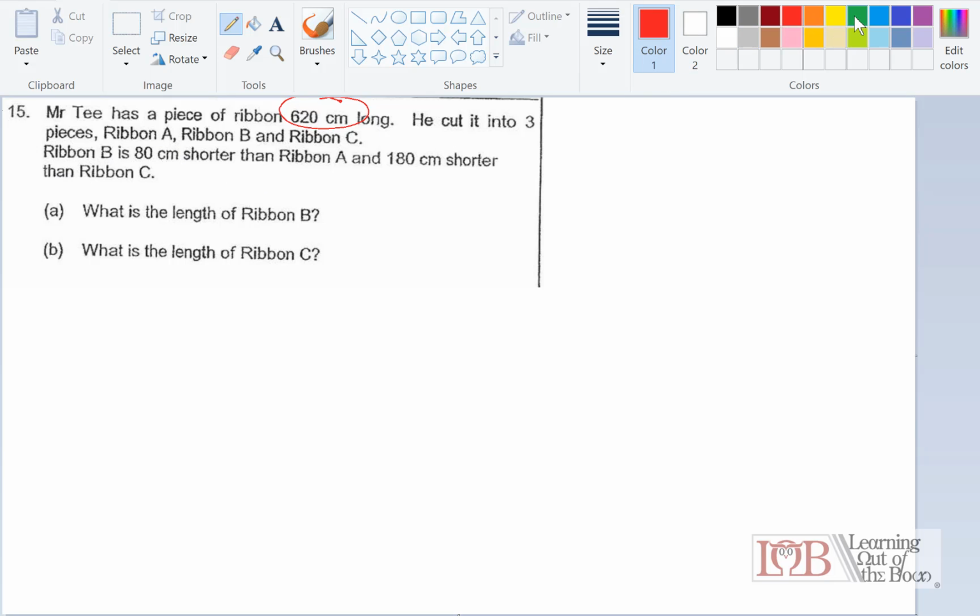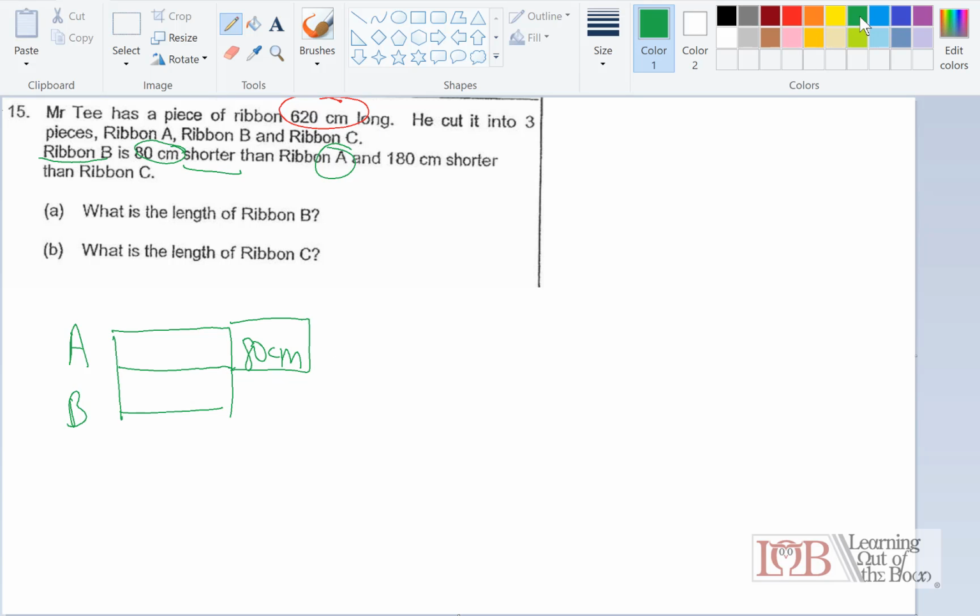Okay, this one is a bit tricky because now B is 80 cm shorter than A. So there is a comparison between A and B now. So let's see which one is shorter. The longer one will be, I will add 80 cm. So B is shorter, so A is longer. So this is how I process, okay? So let's repeat again. B is shorter by 80 cm. Is this correct? Yes, it's correct, okay?